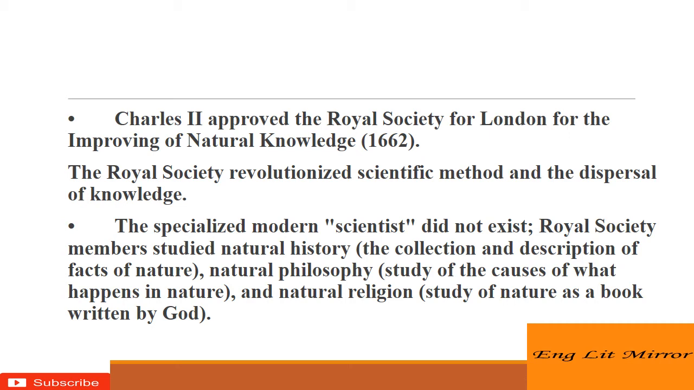Charles II approved the Royal Society of London for the Improving of Natural Knowledge, 1662. The Royal Society revolutionized scientific method and the dispersal of knowledge. The specialized modern scientist did not exist. Royal Society members studied natural history, the collection and description of facts of nature, natural philosophy, study of the causes of what happens in nature, and natural religion, study of nature as a book written by God.